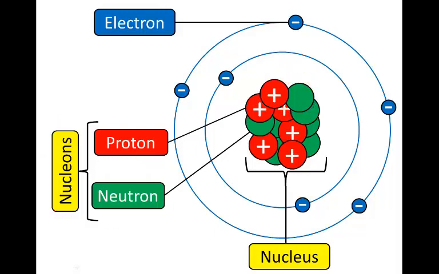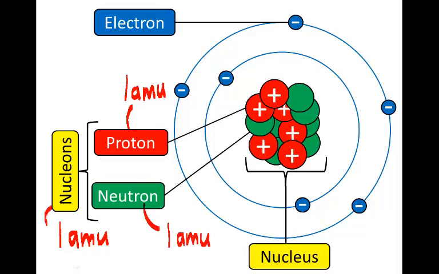All nucleons have a mass of 1 atomic mass unit per nucleon. So one proton has a mass of 1 atomic mass unit, and one neutron has a mass of 1 atomic mass unit. Any nucleon has a mass of 1 atomic mass unit for each one of them.